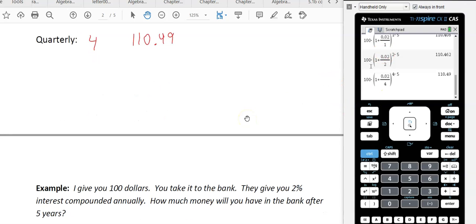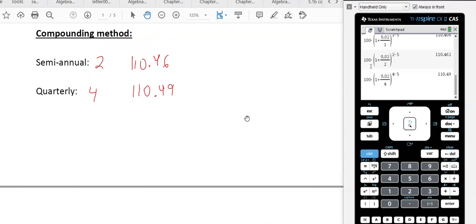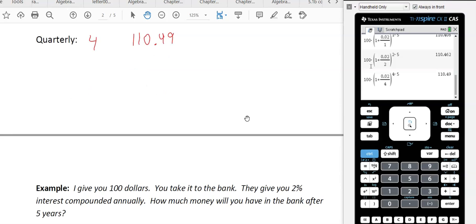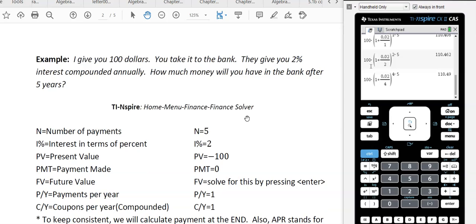You're going to have a little bit more money, because in that case, you're getting 1/4 of your money after 3 months, getting another 1/4. And so you're earning interest on top of interest on top of interest, which is the beauty of compound growth.